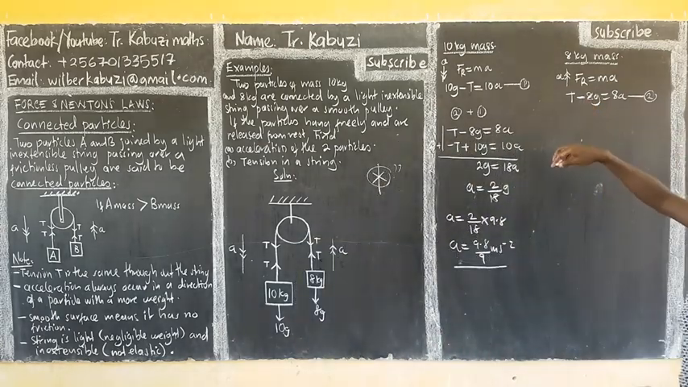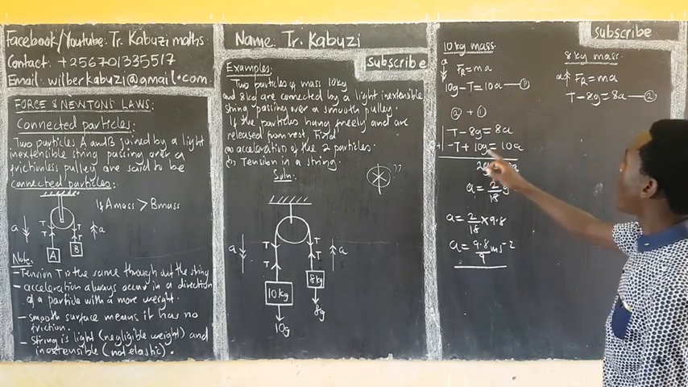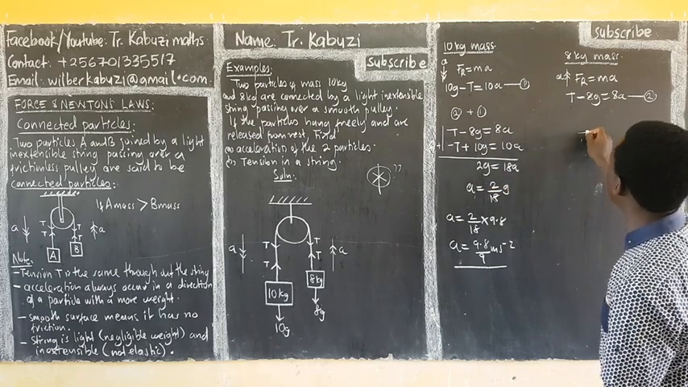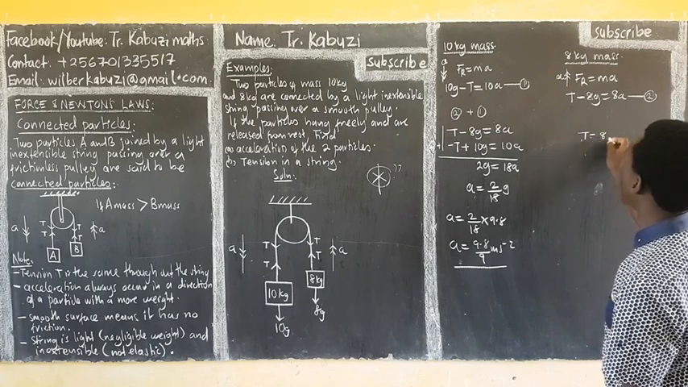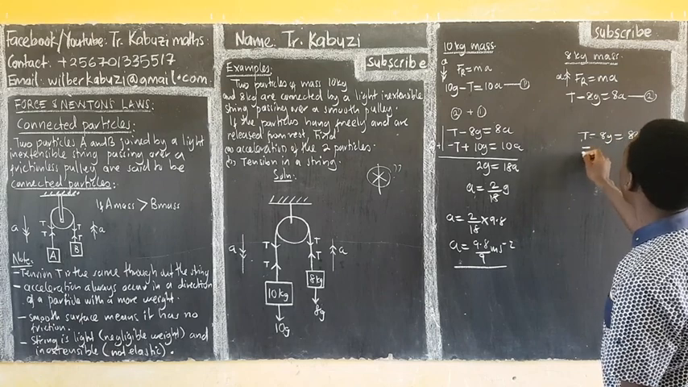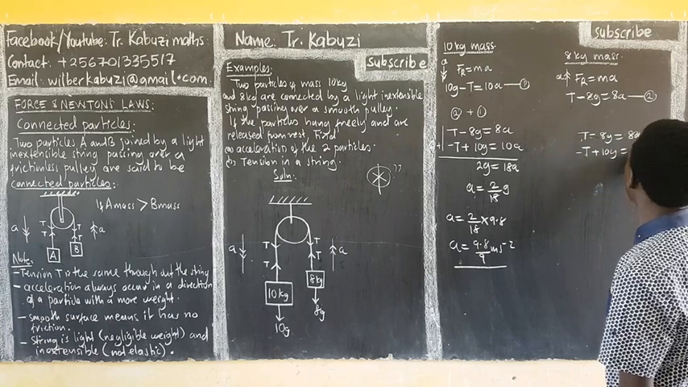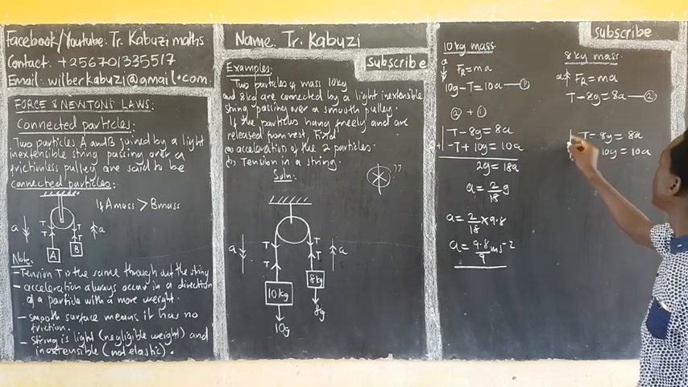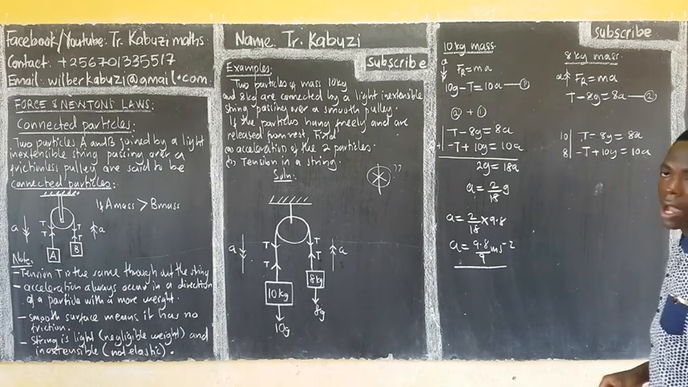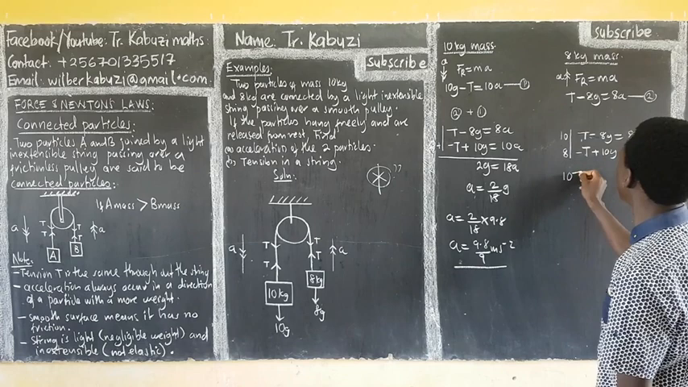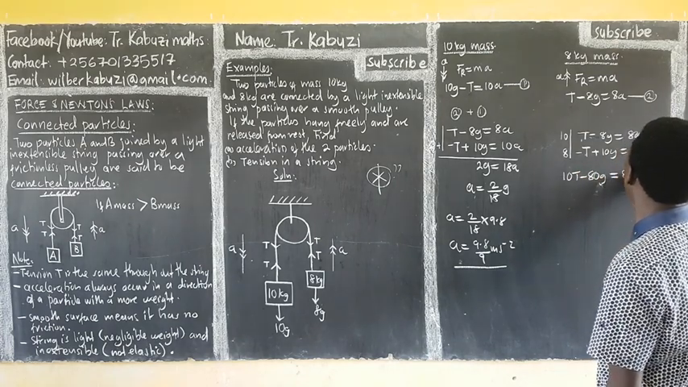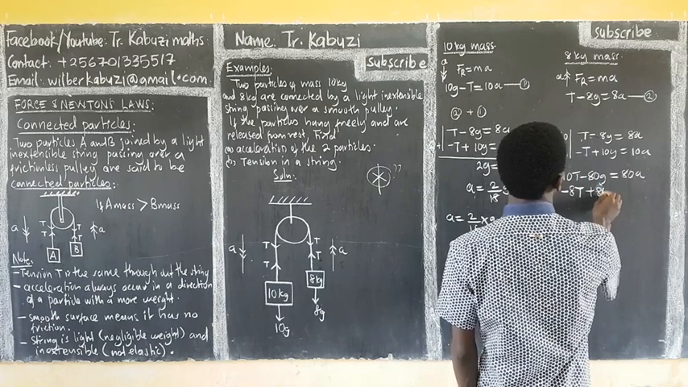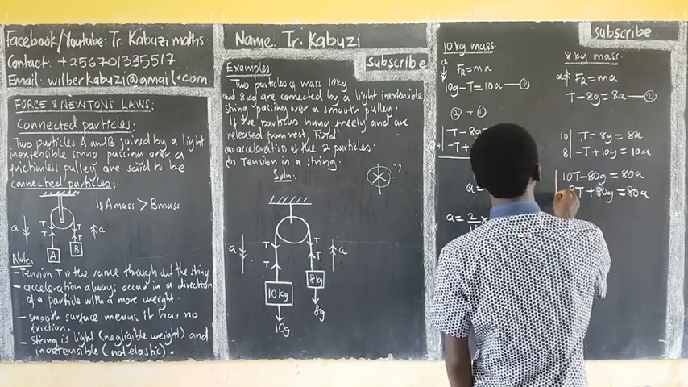Now if I want to get the tension, I want to eliminate a. So I multiply equation 1 by 8 and equation 2 by 10, so that the coefficients of a are the same. From T minus 8g equaling 8a, multiplying by 10 we have 10T minus 80g equaling 80a, and from negative T plus 10g equaling 10a, multiplying by 8 we have negative 8T plus 80g equaling 80a.